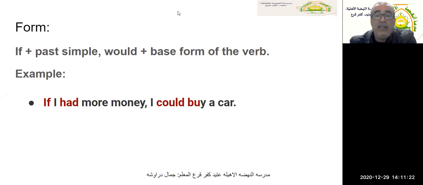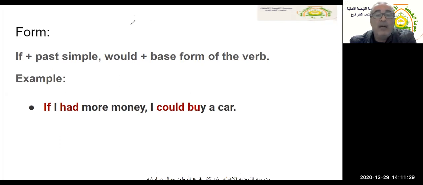So again, in the if clause, let me annotate this here and let me select the spotlight. Okay, good. In the if clause, we use the past simple. Okay, this is the past simple. The rule says if plus past simple here: if I had more money, and the result is would plus base form of the verb. I could or would, of course we can use could instead of would, buy a car.